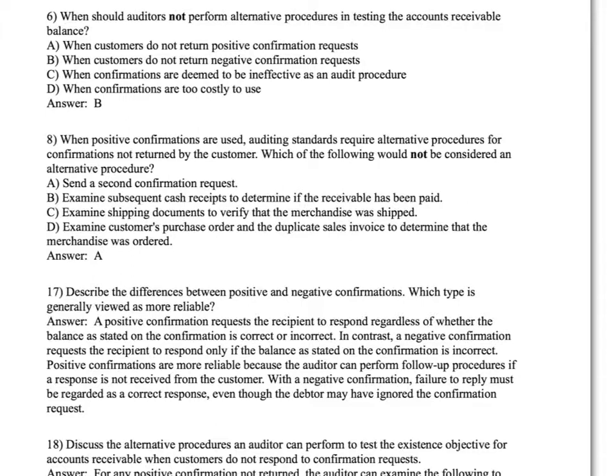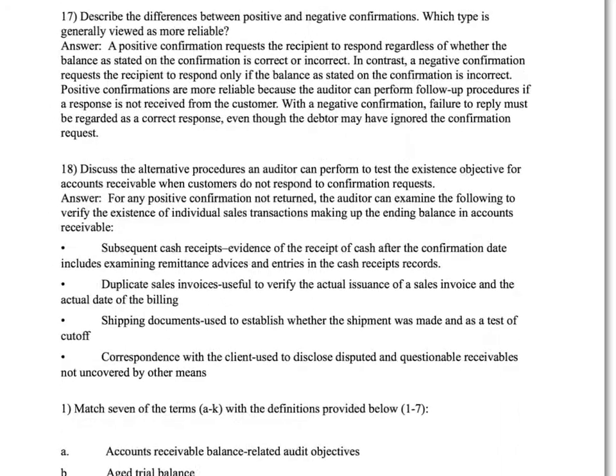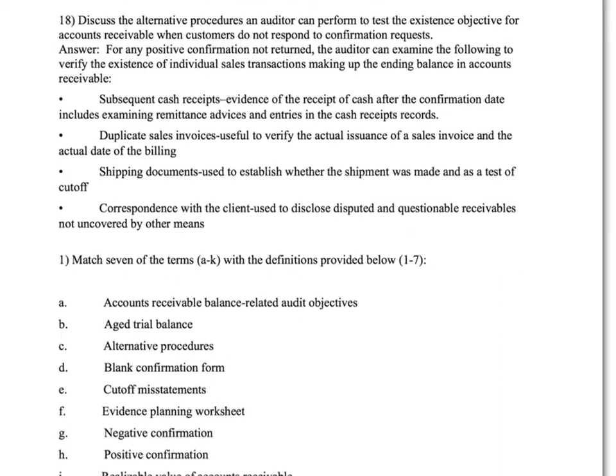Number 17, describe the differences between positive and negative confirmations. We've talked a lot about that. I do want you to know those differences. Number 18, discuss the alternative procedures an auditor can perform to test the existence objective for accounts receivable when customers have not returned their confirmation. So we've talked about that.